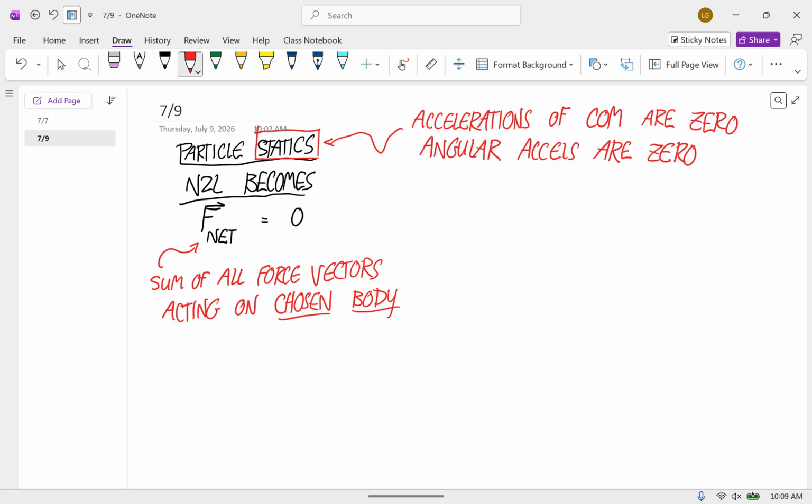Also, the sum of all forces being equal to zero does not mean that each individual force is zero. It doesn't mean that no forces are acting on the body. It just means if you add up all those vectors, they add up to zero. So everything sitting on this table right now has a net force of zero. But they all have forces acting on them. They all have gravity acting on them, a normal force. It's just that those force vectors add up to zero.